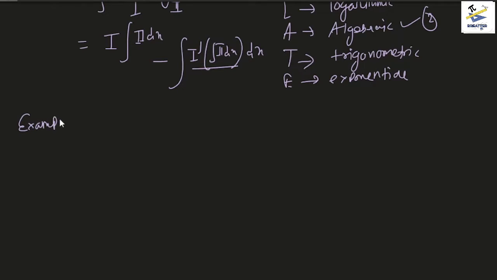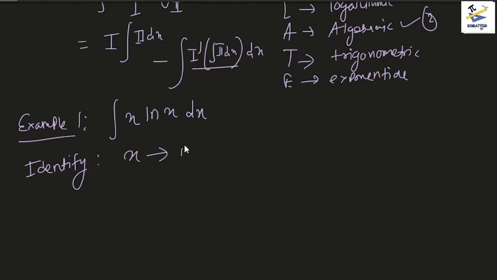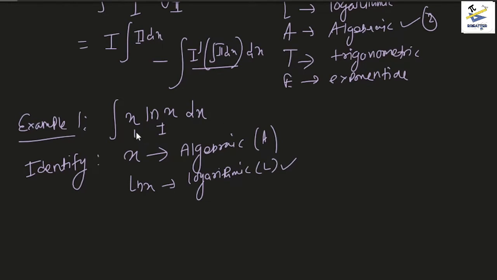So let us take some examples so as to understand how this works. Example 1. Let us find out the integral of x log x dx. Okay. So identify: x is an algebraic function, right? ln x is logarithmic. So which one is higher up the list? Obviously L, right? So L should be treated as the first function and x should be treated as the second function. So denote the integral by I.